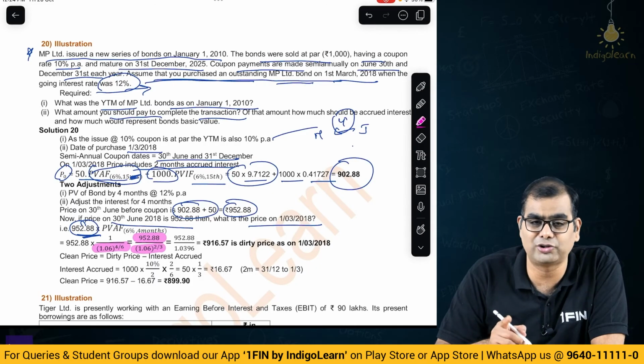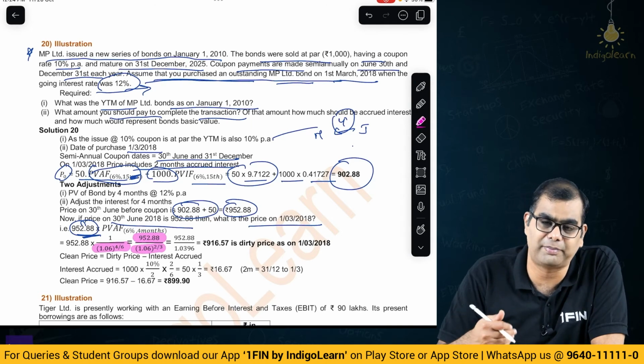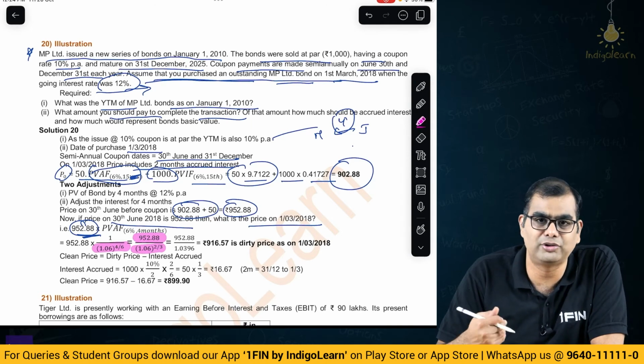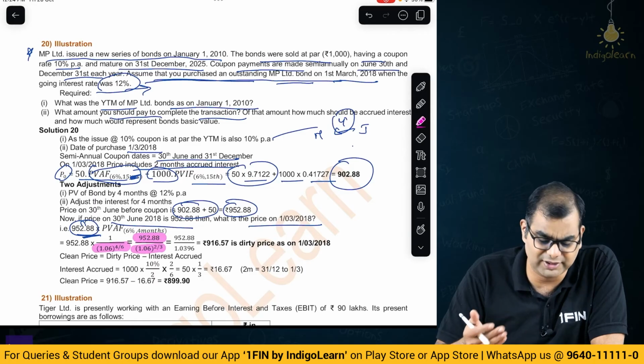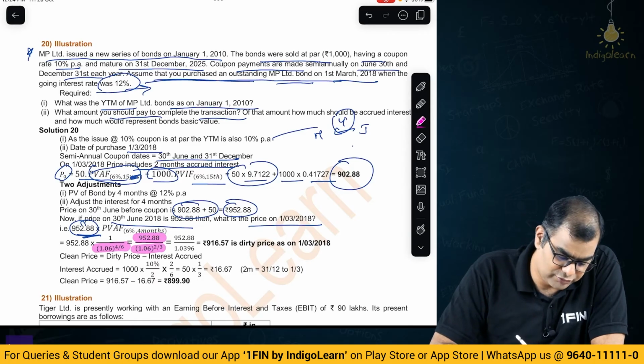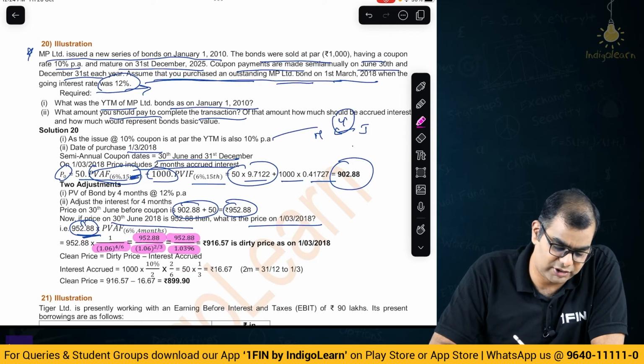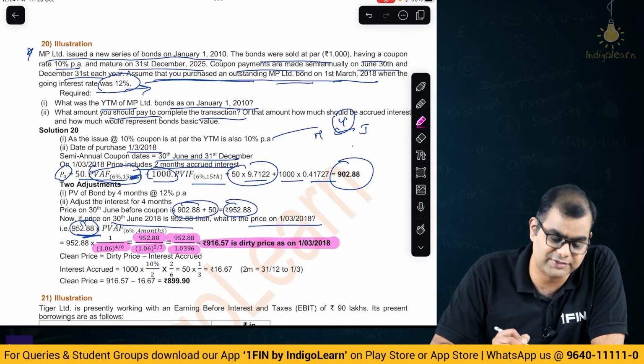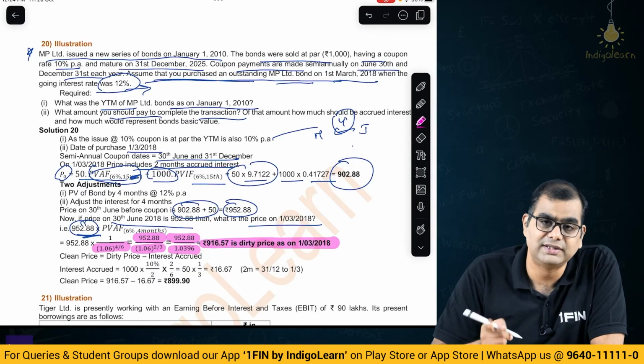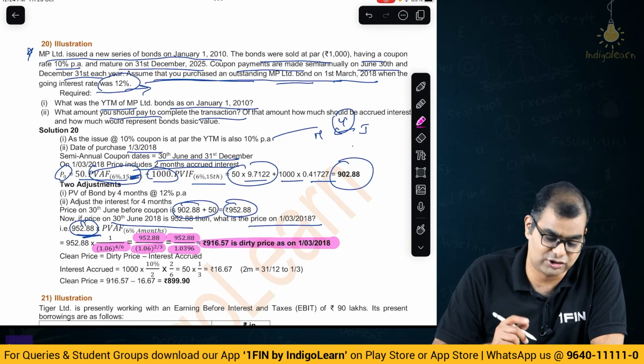Now, when you have to compute power 2 by 3, I just showed you in the previous problem how to compute an exponent value, and the same thing can be applied here. So you find a value which comes to 1.0396. That is the present value factor. So you divide 952 by 1.0396, and you get 916.57, which is the dirty price. This is the dirty price. It actually includes the interest also.